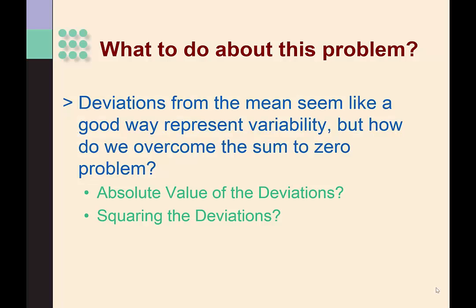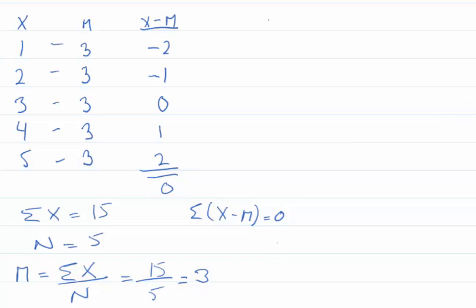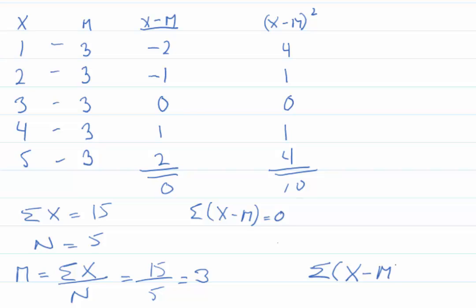The alternative is squaring each deviation. Let's see how this works. We'll begin by writing the formula for the deviations from the mean squared, and then we'll calculate the deviation squared for each observation in our data set. We will then sum them up. They sum to 10. And there we go. We have a way to calculate variability using each value in the data set without it summing to 0.